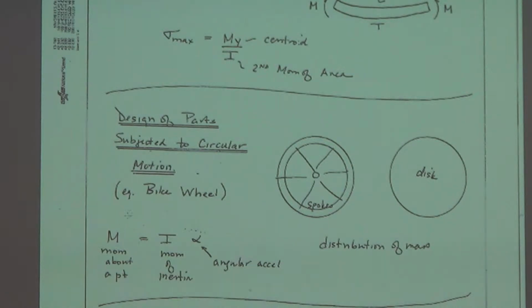The moment about any point is equal to the moment of inertia. And which second moment am I dealing with here? Second moment of mass or area? Mass. It's the distribution of mass times its angular acceleration.